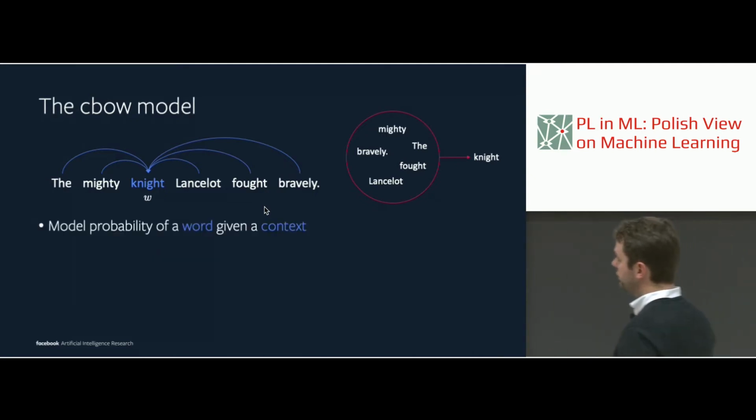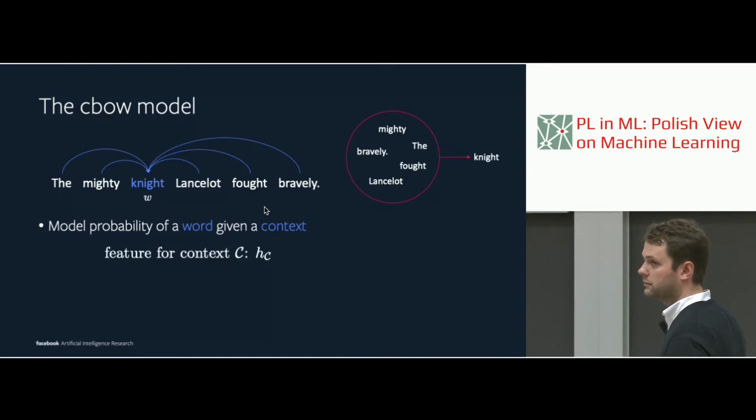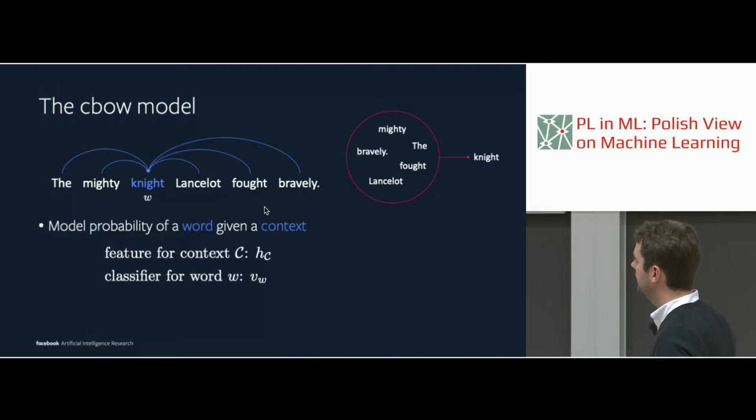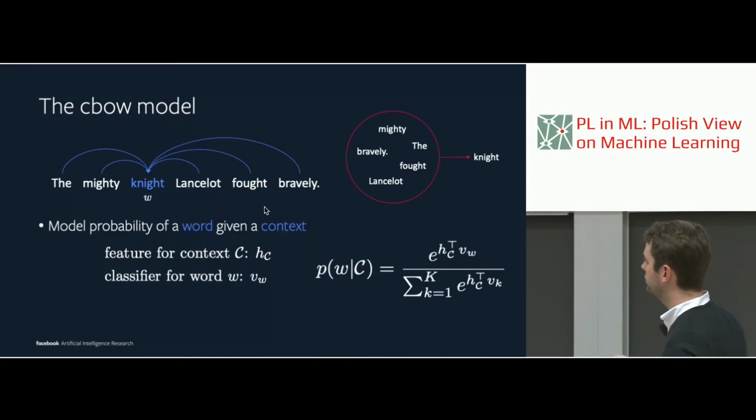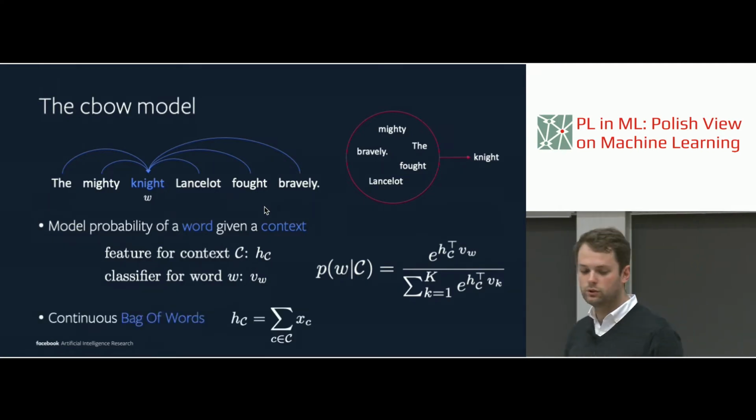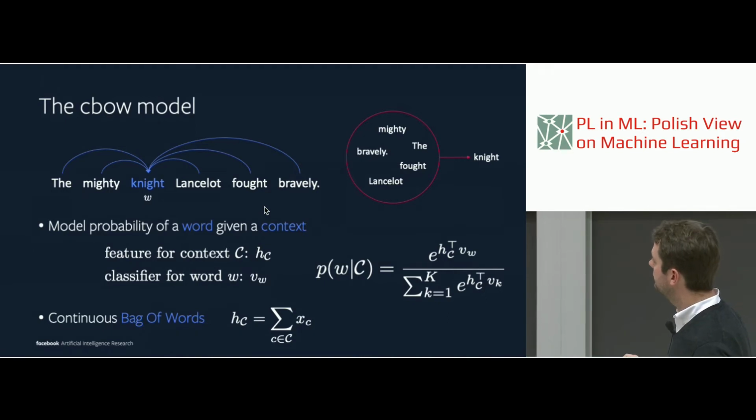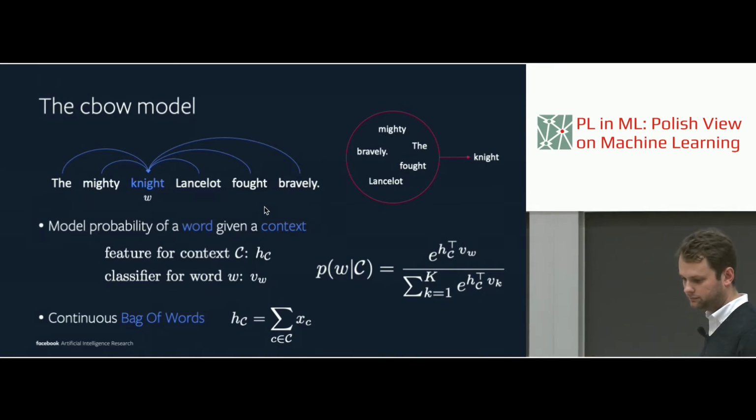So in this case, you model the probability of a word given a context. So you define some kind of feature for the context. We're going to call it h_C. A classifier for word W. Again, you're going to compute the probability of the word given the context as the softmax of the dot product. And it's called CBOW because it's continuous bag of words. And the feature for the context is just the sum of the representations of each word in the context.